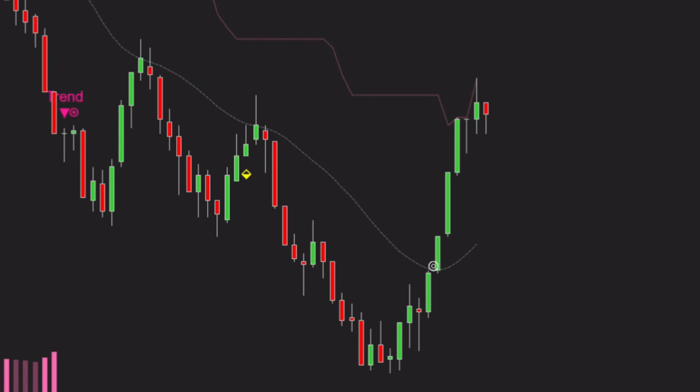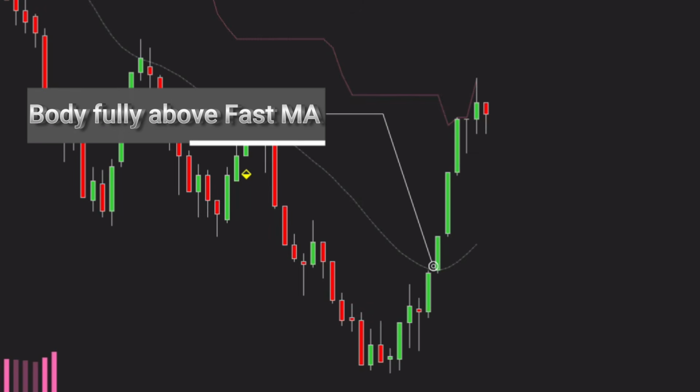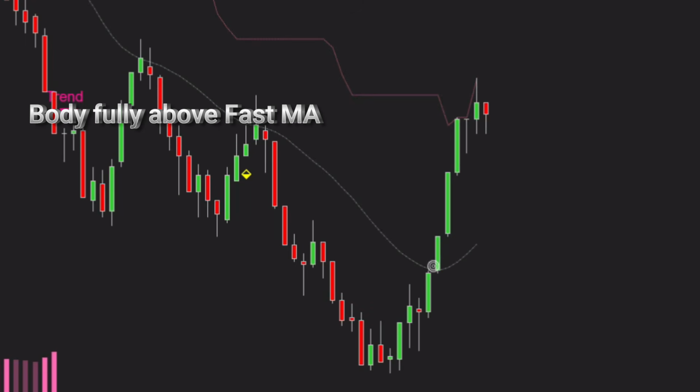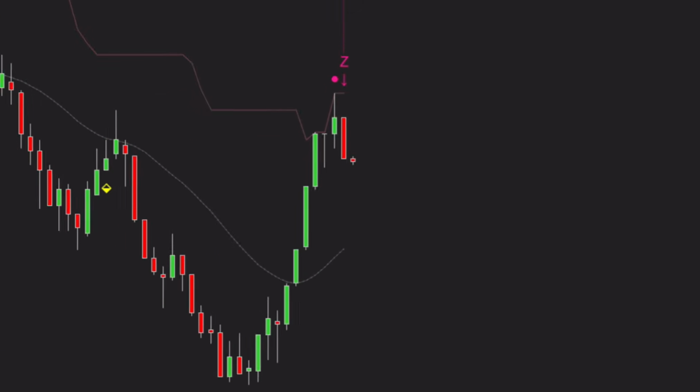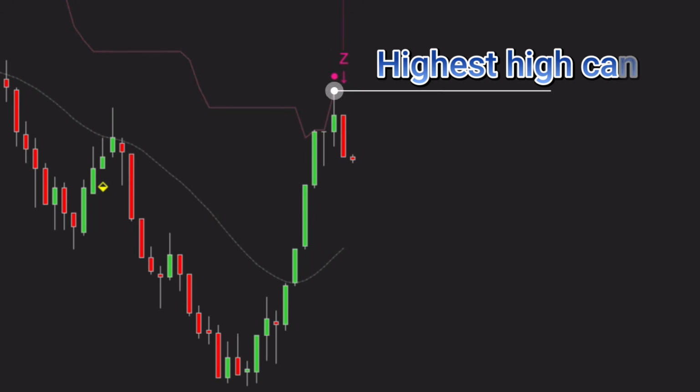In a downtrend, when a green candle with a full body appears entirely above the fast MA, the system initiates the process of identifying the hit bar. In this case, the hit bar is defined as the green candle that has its full body above the fast MA and also has the highest high among all qualifying candles. This candle is marked by the system as the starting point for evaluating a potential pullback signal in alignment with the downtrend.